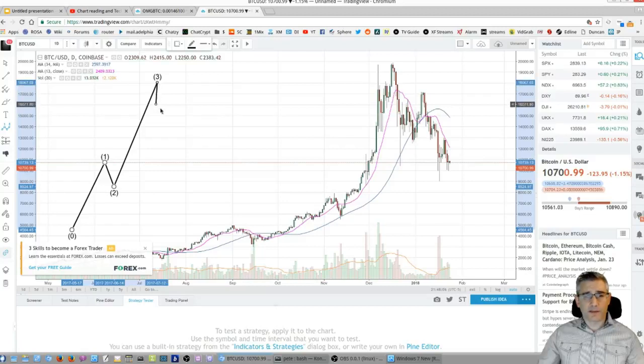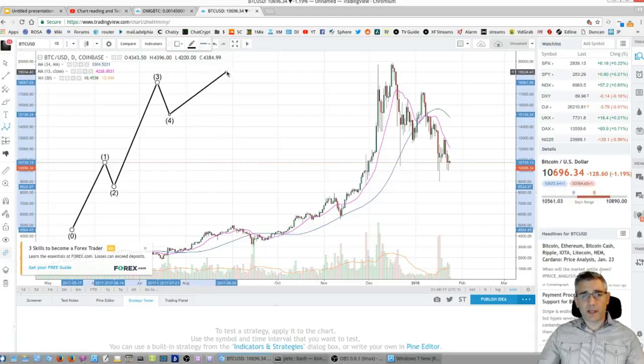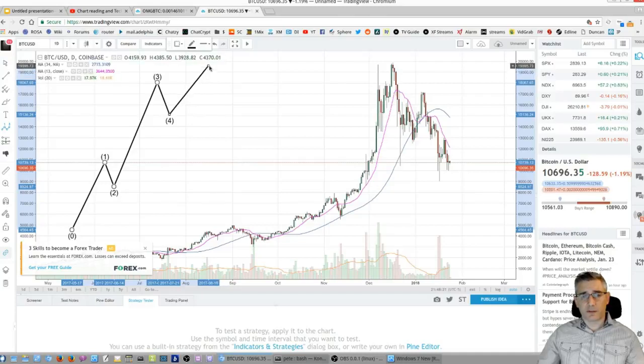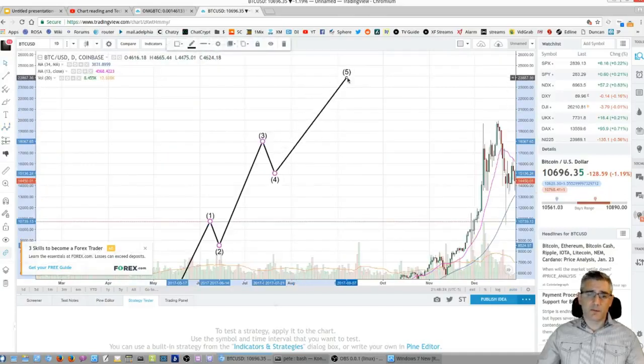And then the fourth leg is going to be similar to 2, and this could be anywhere as long as it's coming down. And then the fifth leg can be anywhere. Sometimes it's higher than 3, sometimes it's lower. So the fifth leg can end anywhere between 1 and 3, or even be longer than 3.